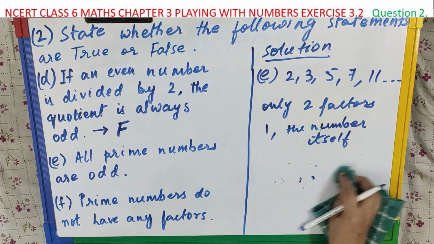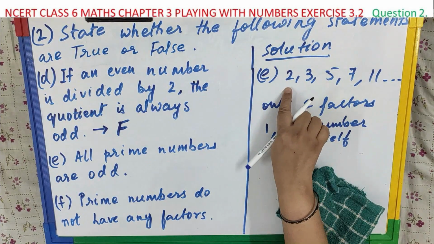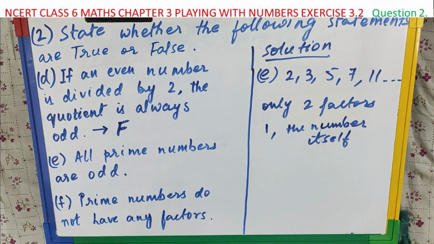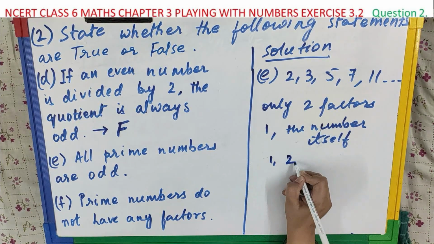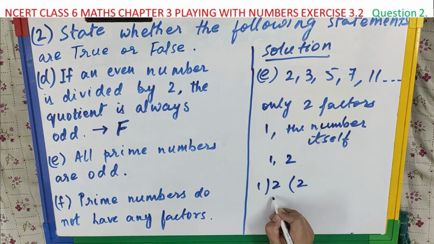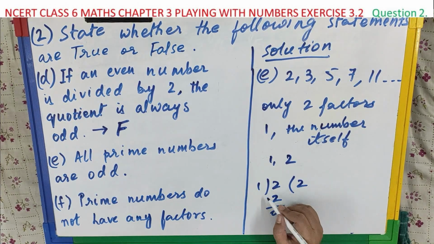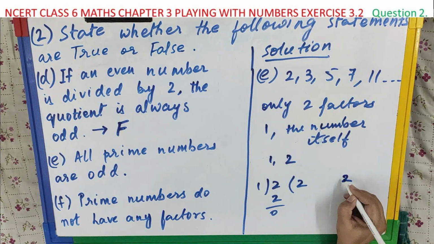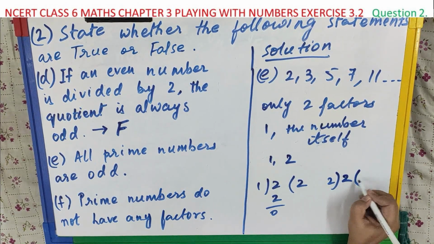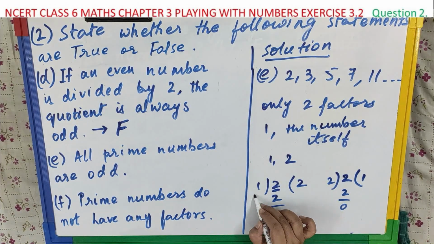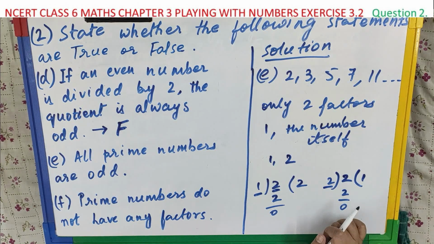See, all prime numbers are not odd, because 2 is an even number and it is a prime number, because it has only two factors, 1 and 2. See how 2 is divisible by 1: 1 2s are 2, so the remainder is 0. It means 2 is divisible by 1, so 1 is a factor of 2, and 2 is also divisible by itself: 2 ones are 2. So 2 has only two factors, 1 and the number itself.